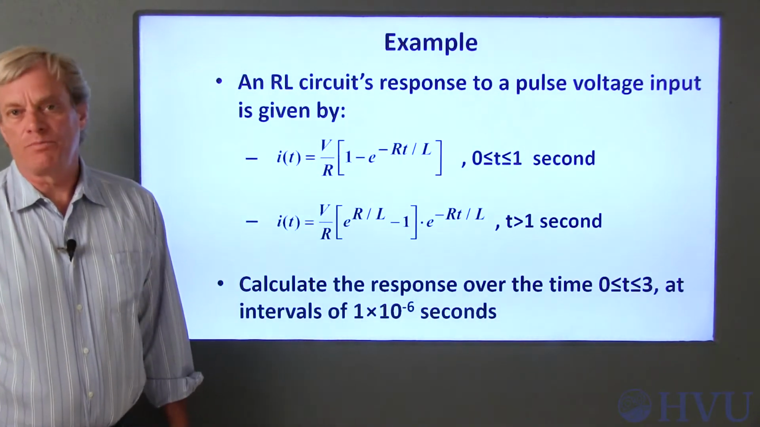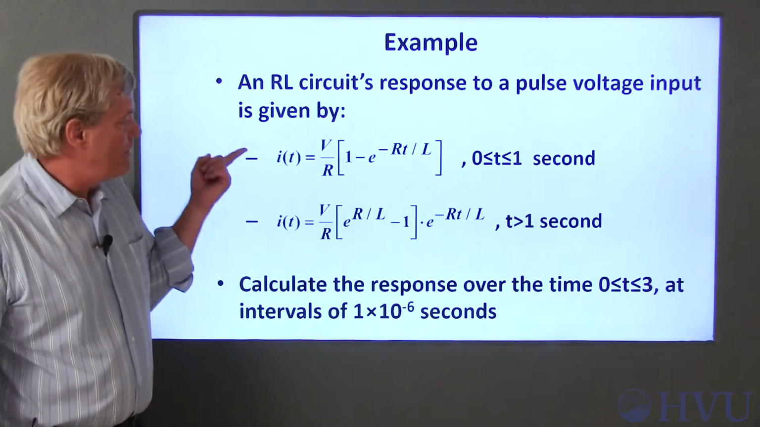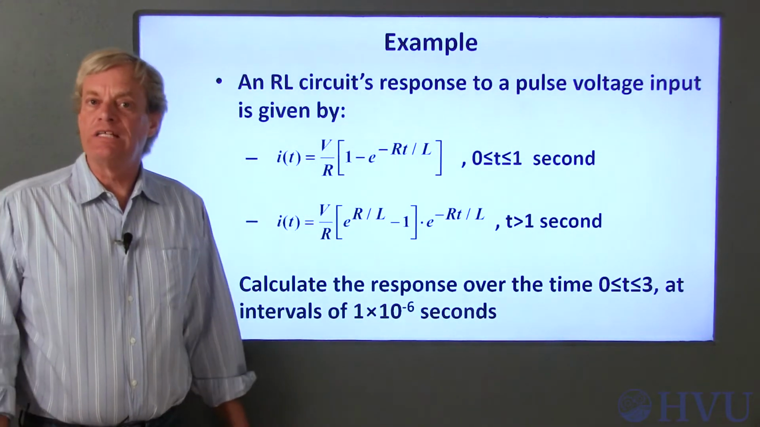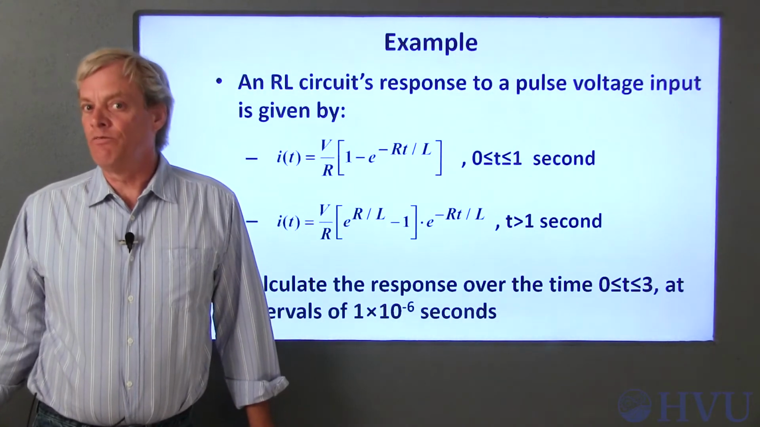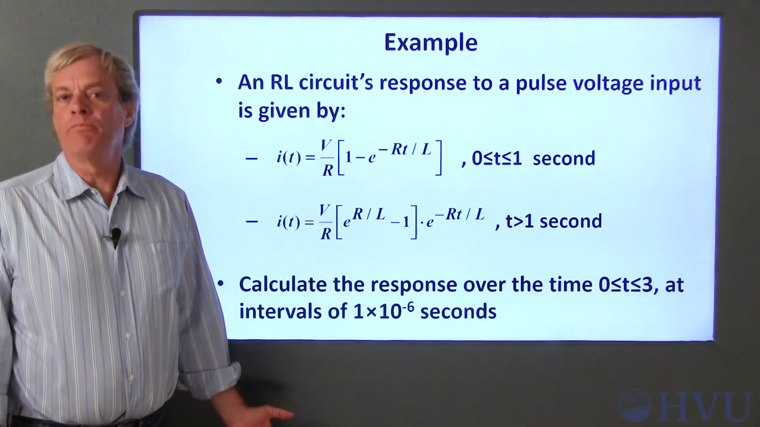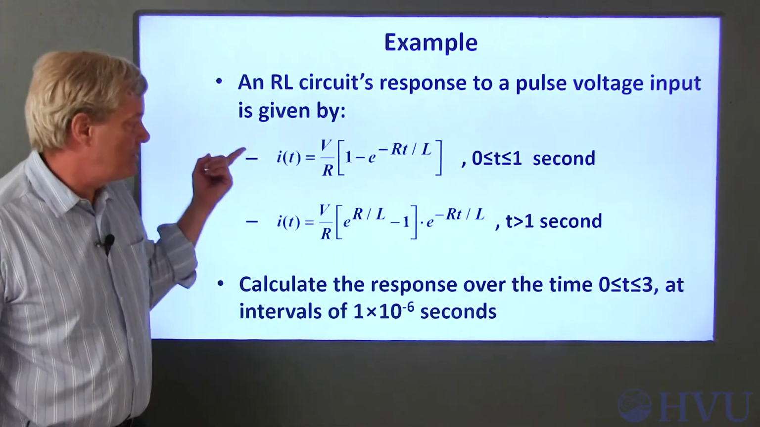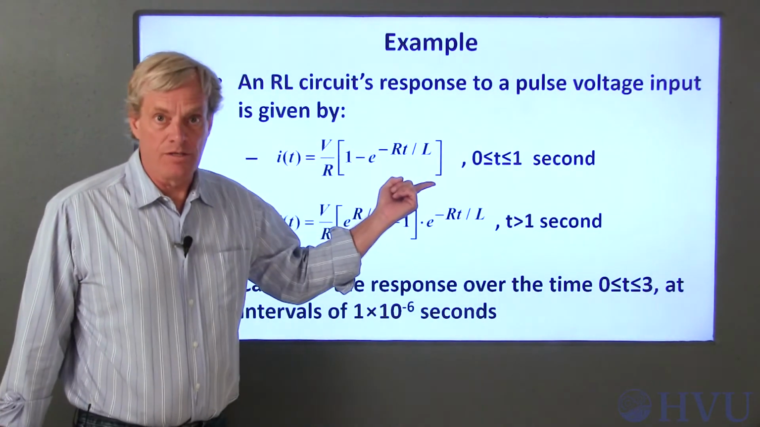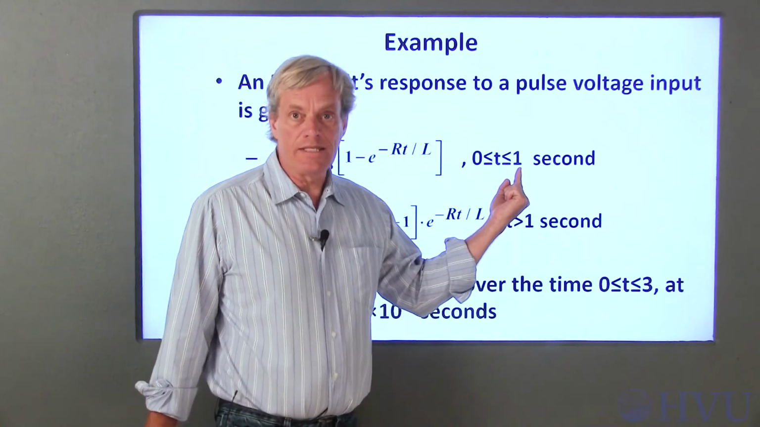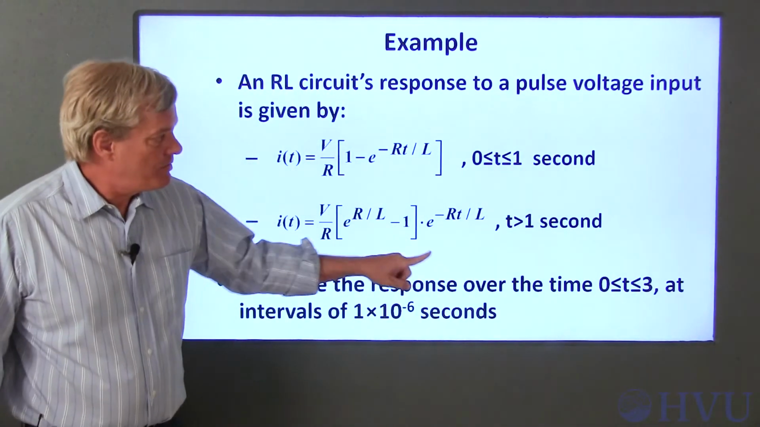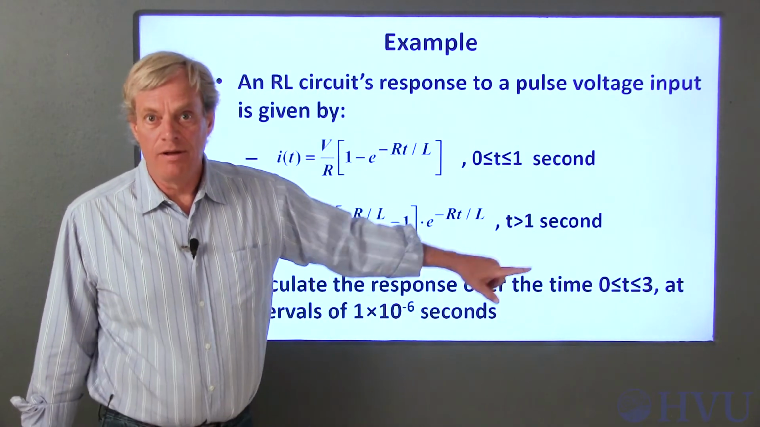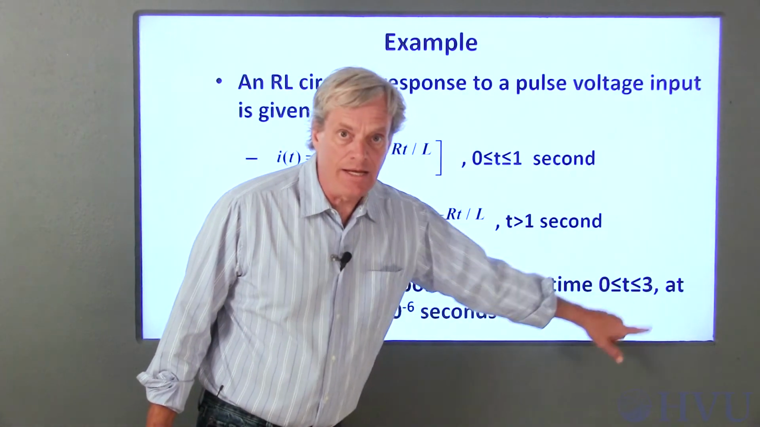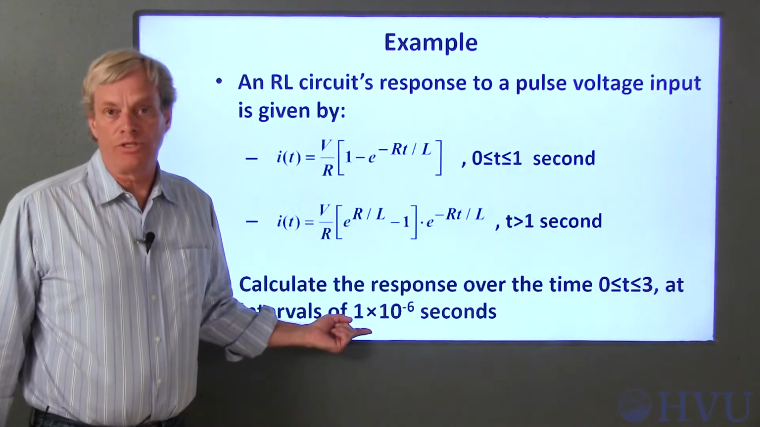Now I'll show how these approaches look in Octave. Here are the equations I'm going to implement. These equations govern the current in an inductor that's subjected to a voltage pulse. The details aren't important for us. I'm just using this as a programming example. The current's given by this equation for time from 0 to 1 second, and by this equation for time greater than 1 second. I want to calculate the current for times 0 to 3 seconds at intervals of 1 microsecond.